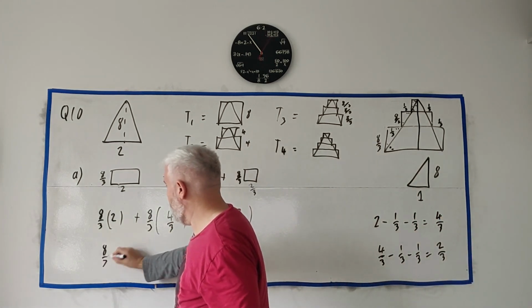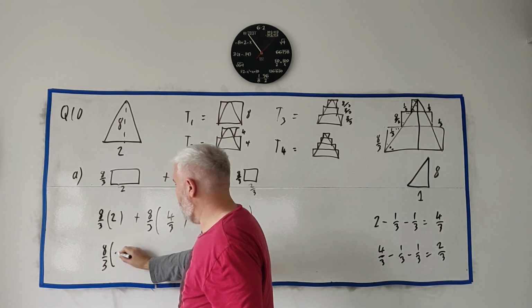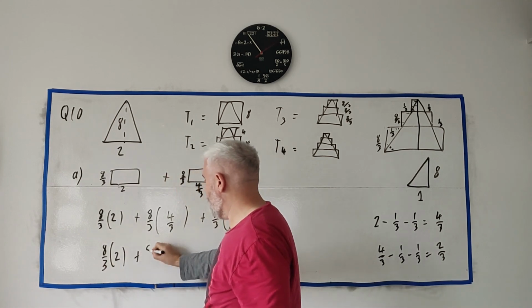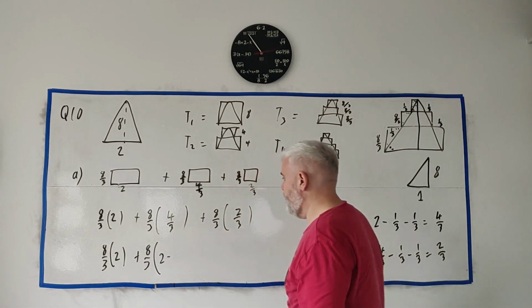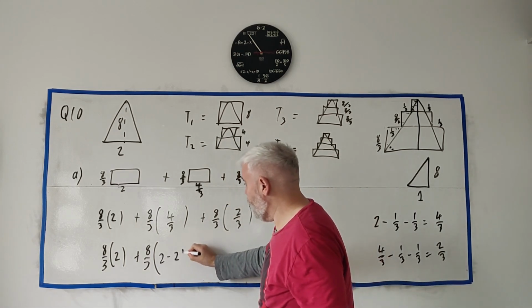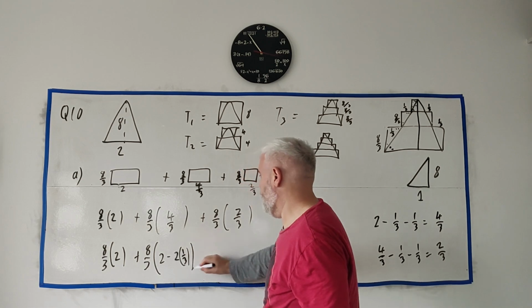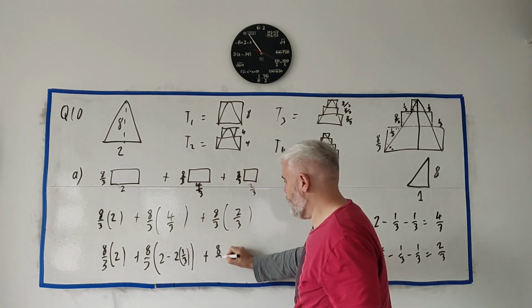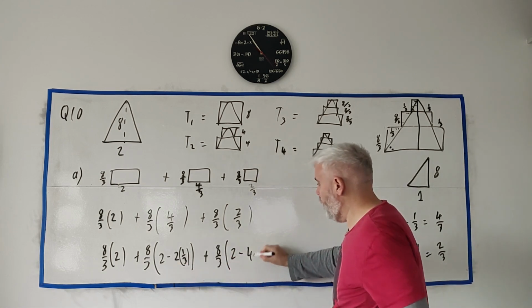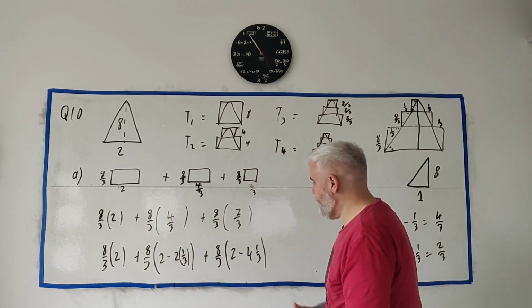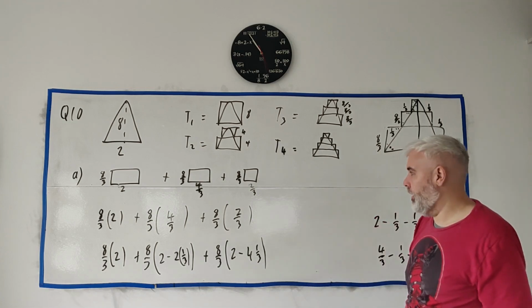8 over 3 multiplied by 2 plus 8 over 3 multiplied by 2 minus 2 1 over 3s plus 8 over 3 2 minus 4 1 over 3s. That's probably the pattern I'm seeing here.